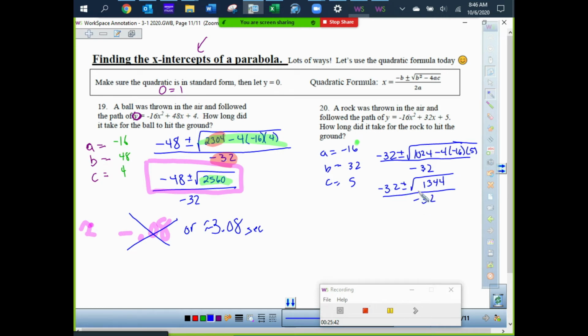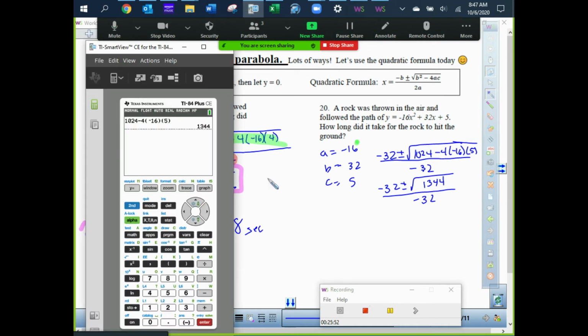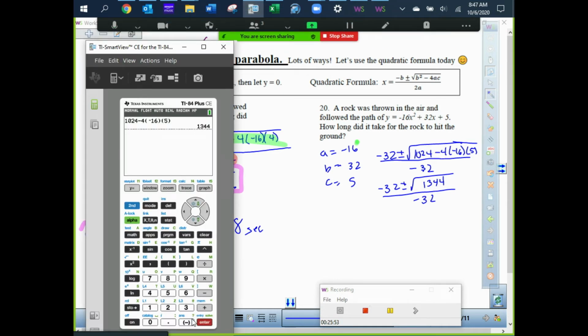Don't try to cancel those out. That's a tempting thing to do, but it's got to cancel out with all three things before you can do that. So 32 definitely doesn't go into the square root of 1344. We'll just punch that in. So negative 32 plus the square root of 1344. World's slowest calculator. Hit equals, divide by negative 32.